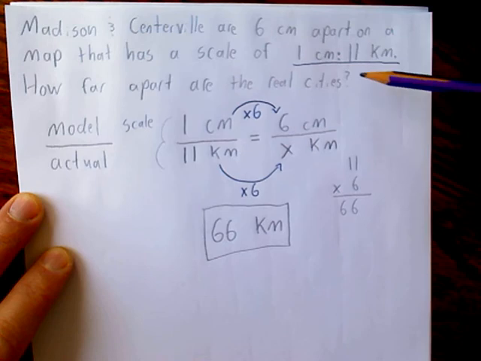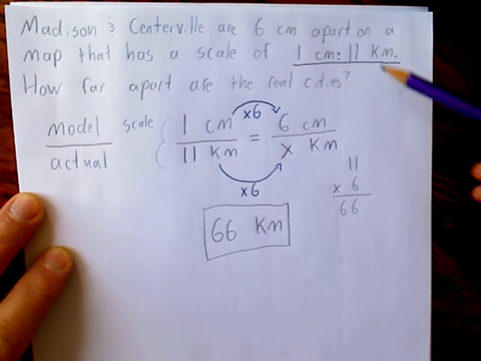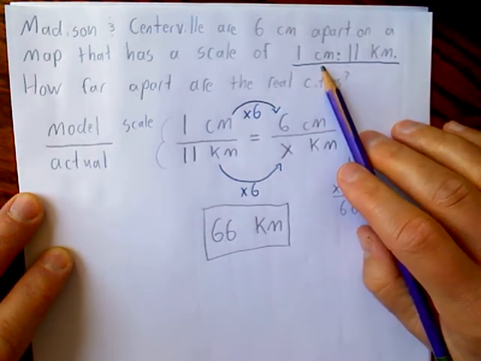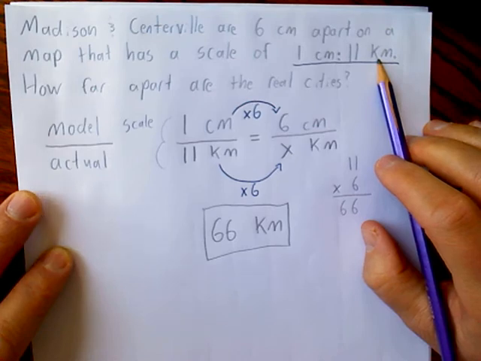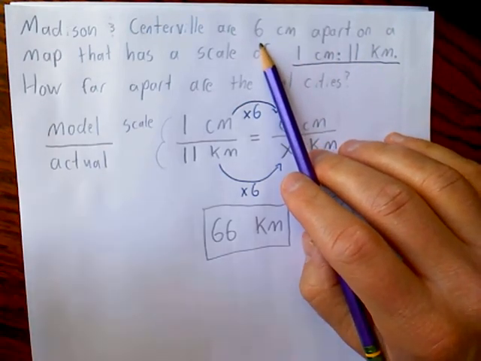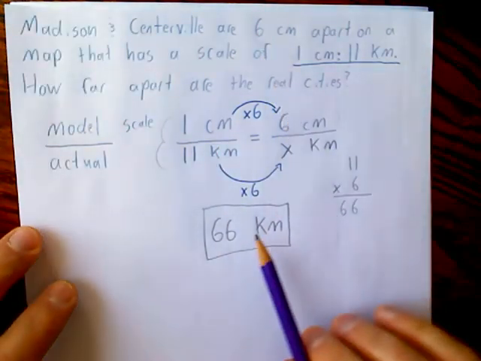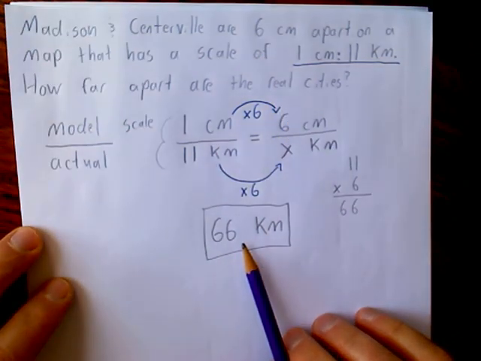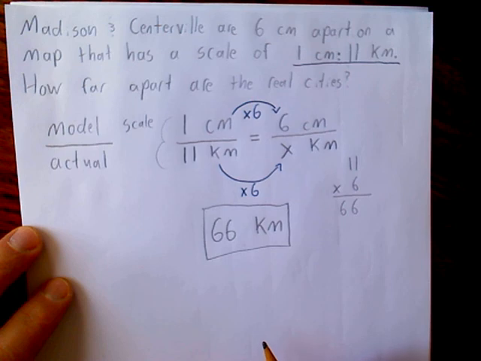So going back to our original problem, in a map where the scale is 1 centimeter to 11 kilometers, if on that map the cities are 6 centimeters apart, in actuality, in reality, they are 66 kilometers apart. That's it.